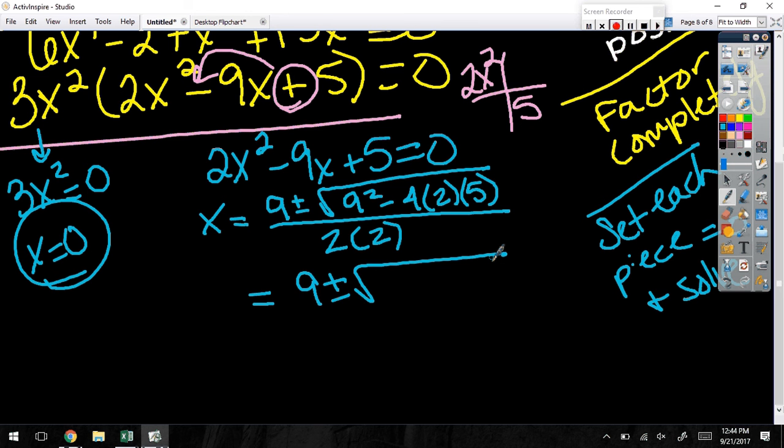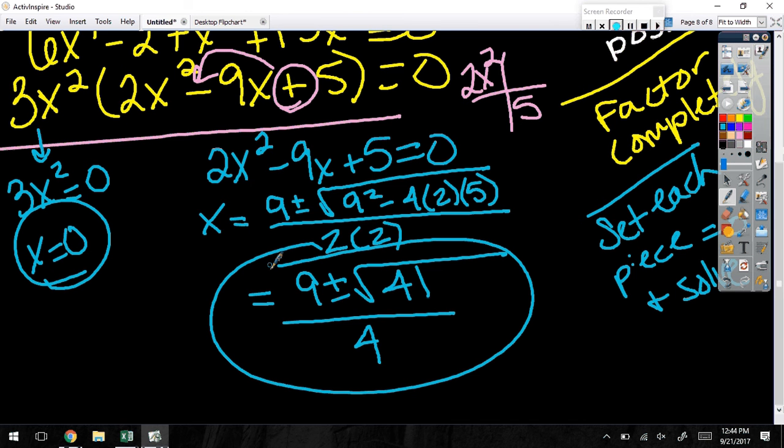9 plus or minus the square root of 81 minus 40, which is 41. I don't think you can divide 41 by any perfect square, can you? So there we go. How many answers did we get? Three. With the quadratic formula, when there's a positive number under the radical, it gives us 2 answers. This is 9 plus square root of 41 divided by 4, and 9 minus square root of 41 divided by 4. You don't have to work it out. You can leave it just like that.